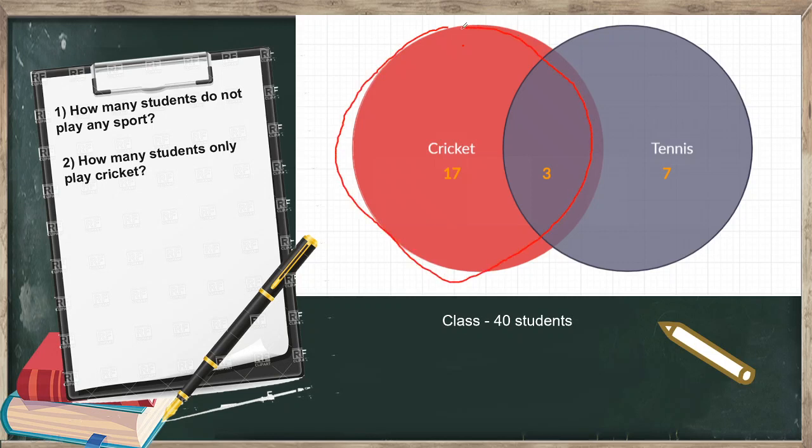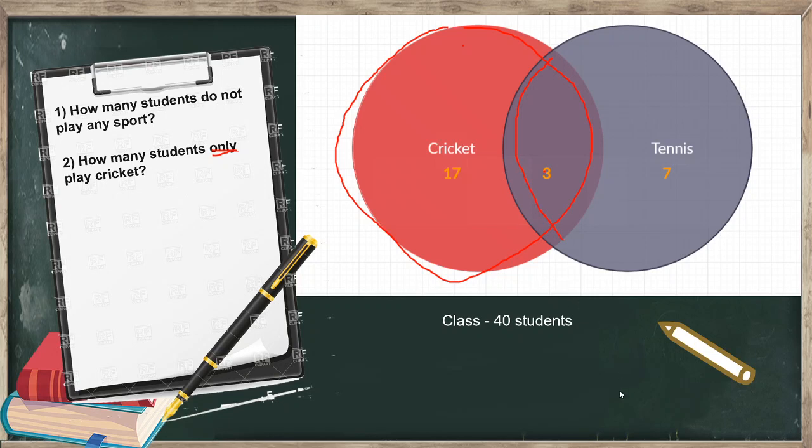Okay, forgive my drawing, but these people in the red circle are people who play only cricket. Is it? No, because the question doesn't ask how many students play cricket. The question asks how many students only play cricket. These 3 people play tennis also. So I have to subtract these people out.